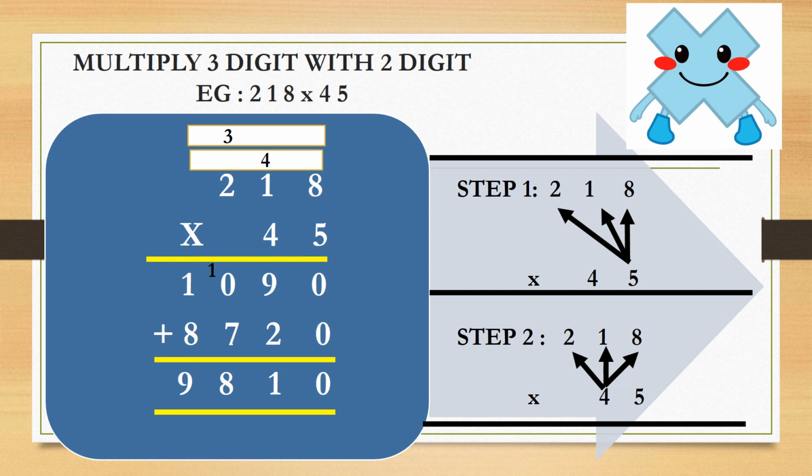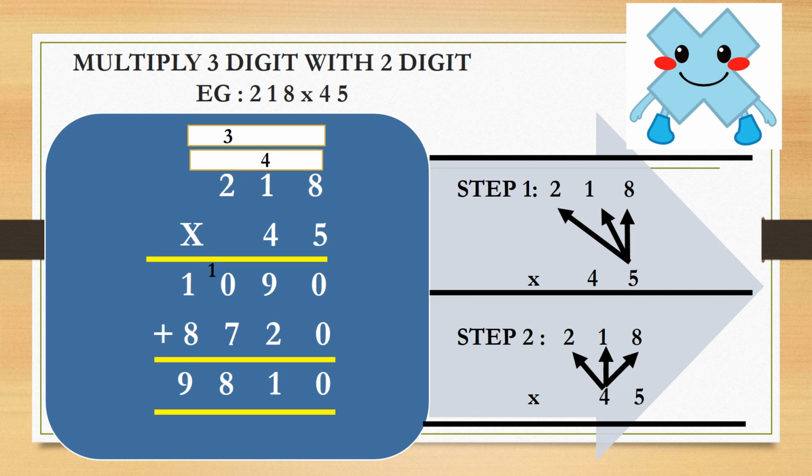Now let's see a similar multiplication with a 3-digit and a 2-digit number. Here the example is 218 into 45. So let's place them according to the place value and start multiplying from the ones place. So look at the first step that I have shown you here, which is you multiply the ones. So 5 into 8 gives 40. You carry over 4 to the tens and bring down 0.